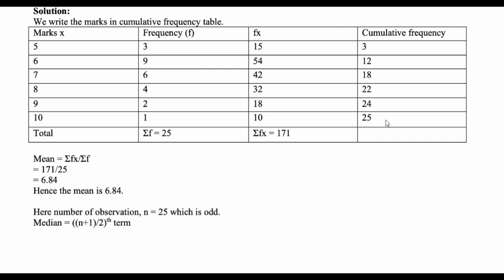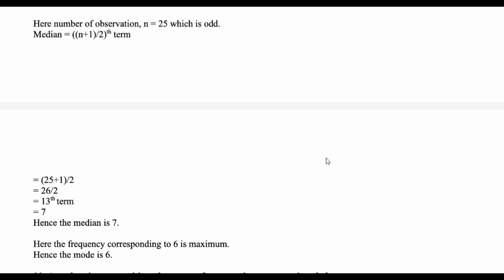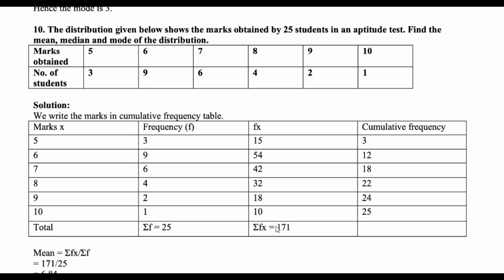Okay. So total frequency is 25. 25 is our odd number. So for the odd number, use this formula to calculate the median. That comes to the 13th term. See, the 13th term should be under 18, because in the 12 we will not get the 13th term, we will get the 13th term in this particular row.